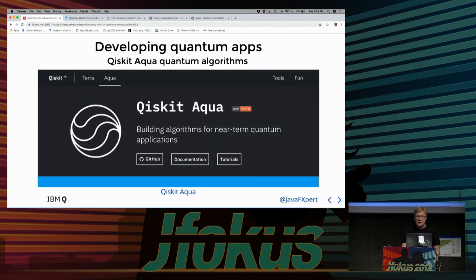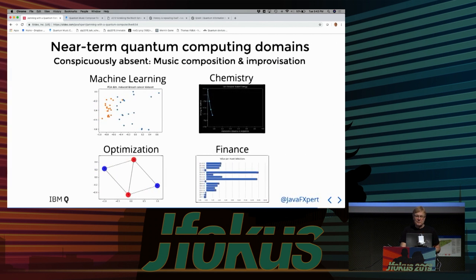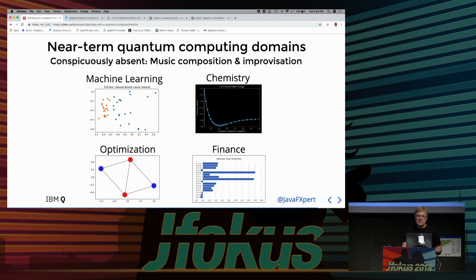And so we also have Aqua, which we use then to create these higher level algorithms. So you could be a chemist, or somebody in logistics, or somebody in finance, and you could use these higher level quantum computing algorithms without having to know anything about quantum computing. You just use the APIs, and then underneath it realizes the algorithms and creates the circuits. And so those are, again, machine learning, chemistry, optimization, and finance.